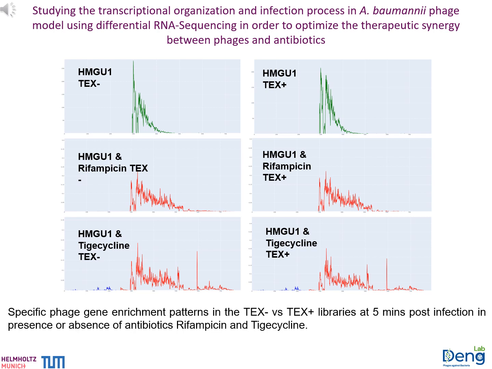The effect of the TEX enzyme can be visualized in the enrichment patterns at potential transcription start sites, while the effects of antibiotics are reflected in different expression patterns that are either limited to the middle genes in the case of rifampicin, as opposed to a more overarching expression throughout the genome in the case of tigecycline.